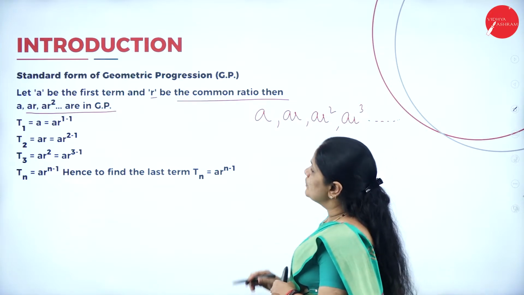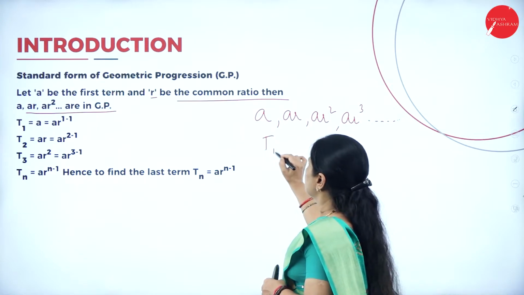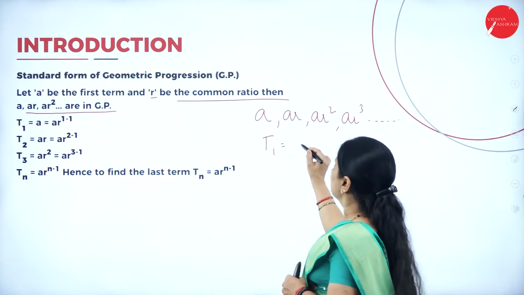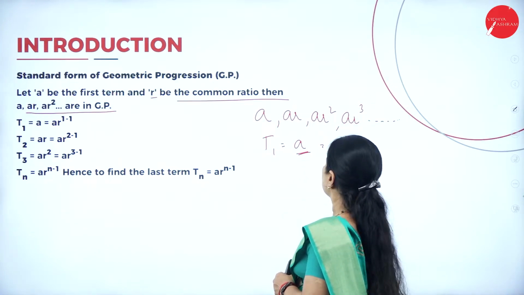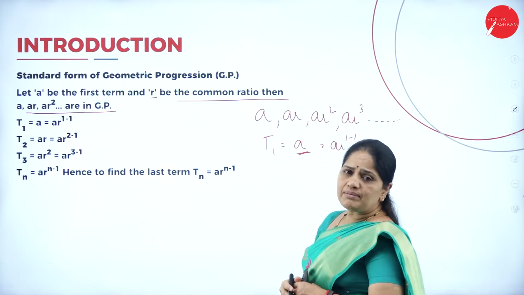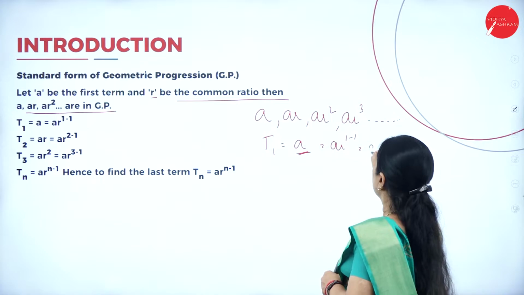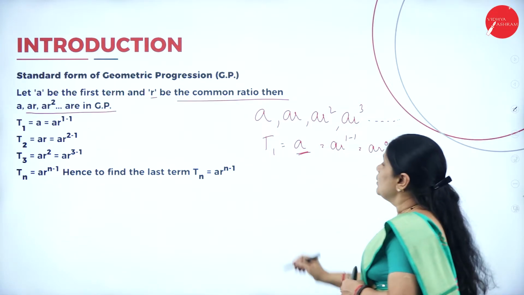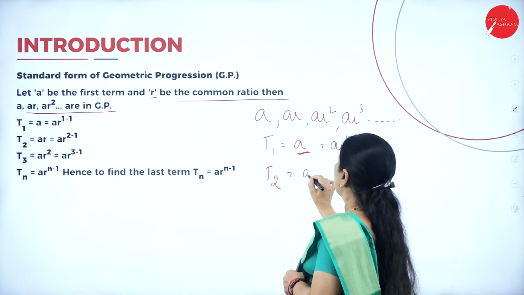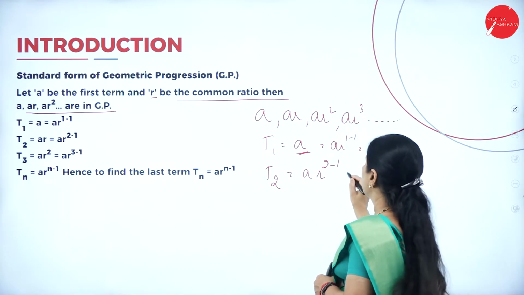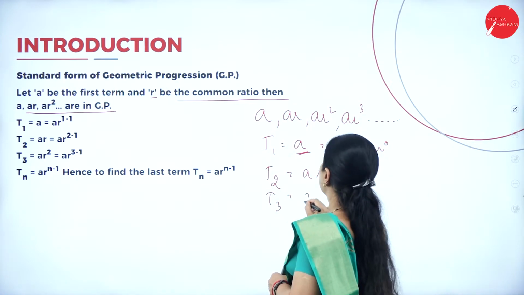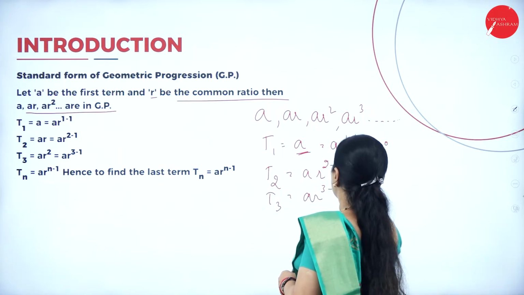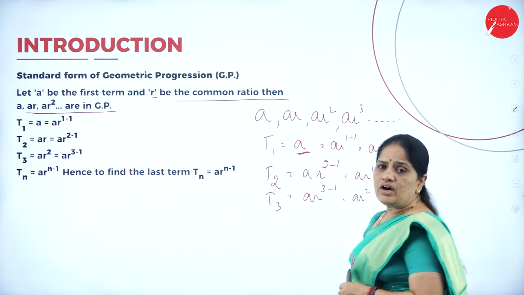Now if you have to find T1, term 1, what will be the number? The standard form will be A into R to the power of 1 minus 1. So this will be A into R to the power 0. Now if I want T2, I will write it as A into R to the power of 2 minus 1. So this will be A into R to the power 1. Then T3 will be A into R to the power of 3 minus 1, so A into R square.